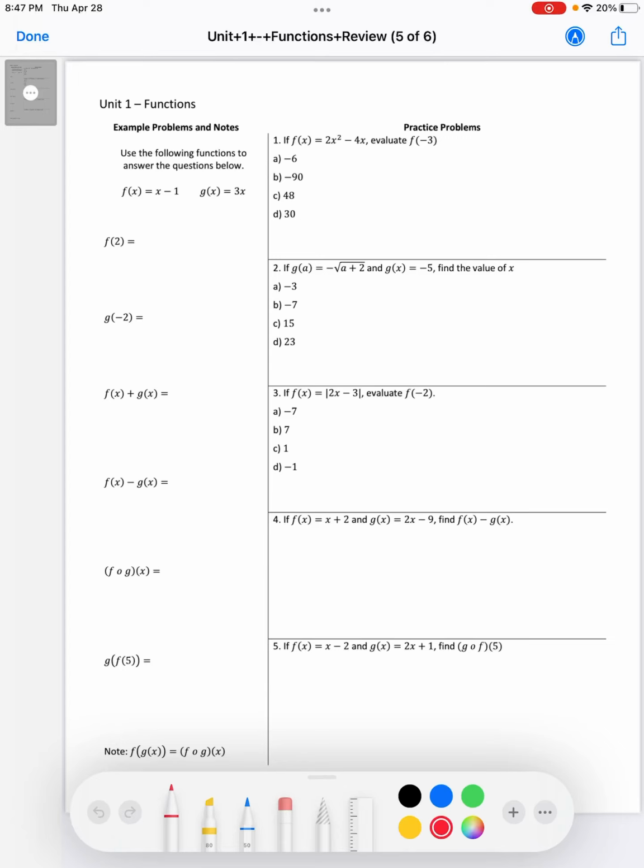Okay, so today we're going over functions review. This was the very first unit, the very first month of school, when we did functions.